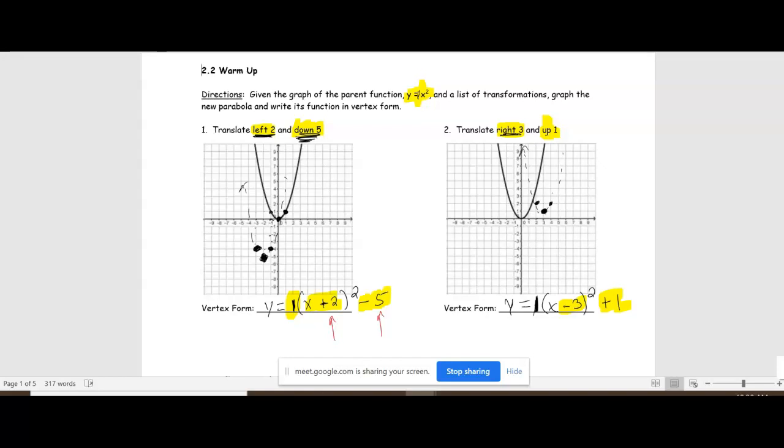If we would have done the same thing with our point, so let's say I would have taken this point right here, that's on the parabola, and again, do right 3, up 1. I would go 1, 2, 3. Notice how it takes me right to that point. All right.